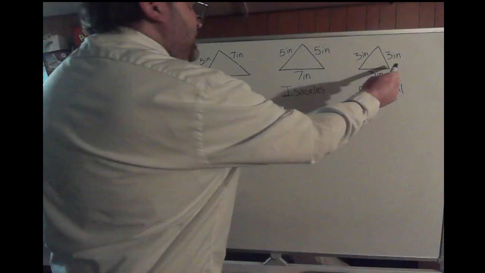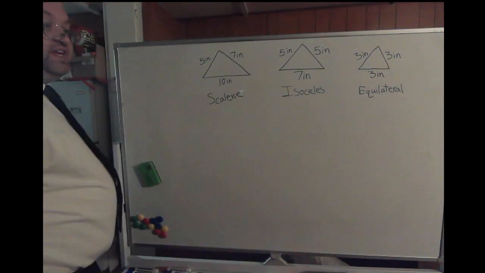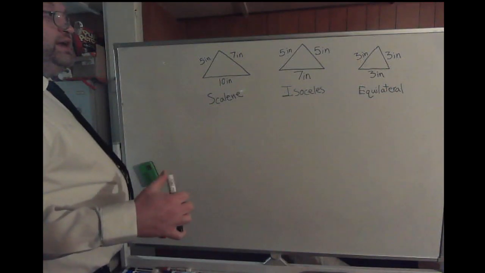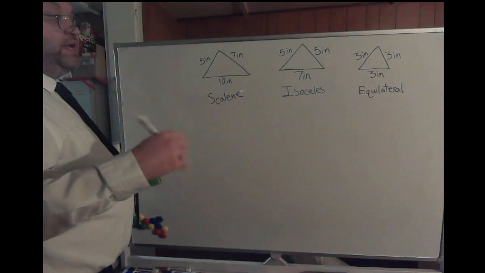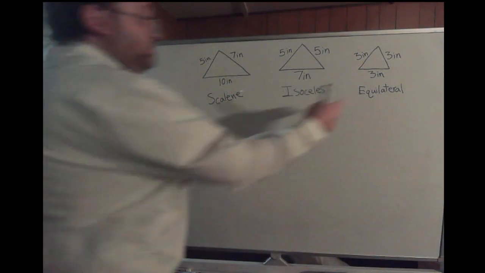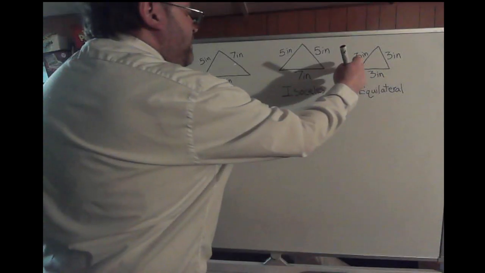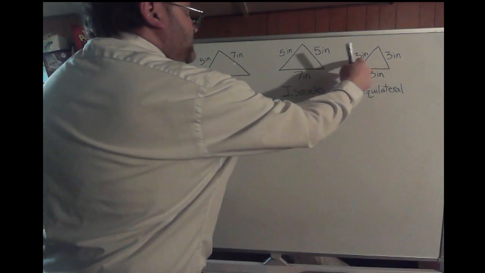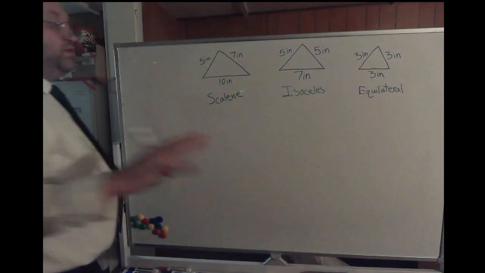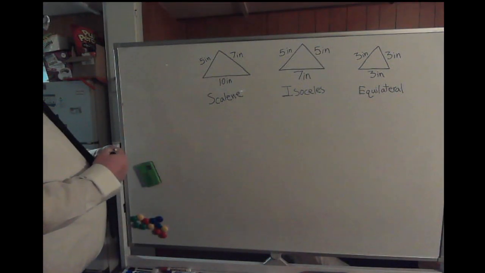Then for the third type, we have an equilateral triangle, which means all three sides have the same length. How you can remember equilateral is equa, like equal. Lateral means side. So it literally means equal sides. That's literally what equilateral means. So you'll have, in this example, 3 inches, 3 inches, and 3 inches. They're all three equal. So that's how you would classify triangles based on their sides.